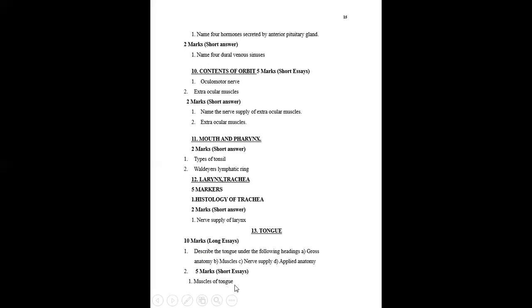So here you need to mention about extrinsic muscles and intrinsic muscles of the tongue. And also, as I said, nerve supply of the tongue you should know. Sometimes you may get a question like papillae of tongue. So you need to explain different types of papillae. Here the 2 marker is: name the intrinsic muscle groups of tongue. So you need to just name the intrinsic muscles.